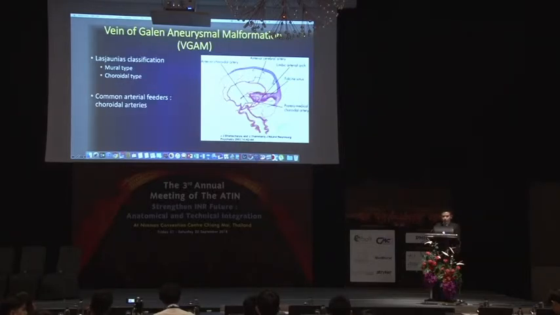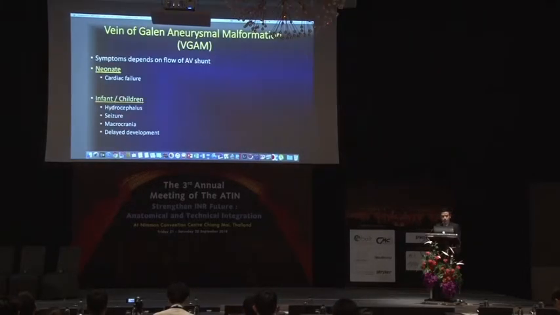For the classification, Lasjaunias divided this disease into two types. The first one is the mural, the second one is the choroidal type. The common arterial feeders are the choroidal arteries, either the anterior or posterior choroidal artery.